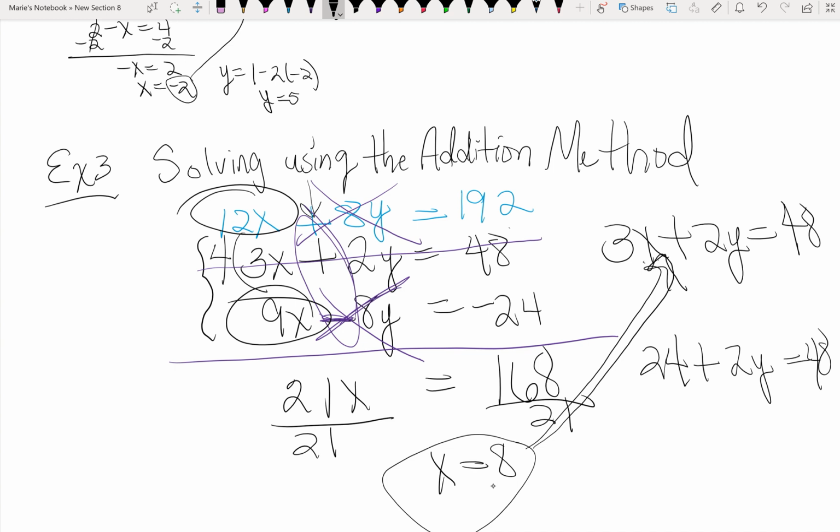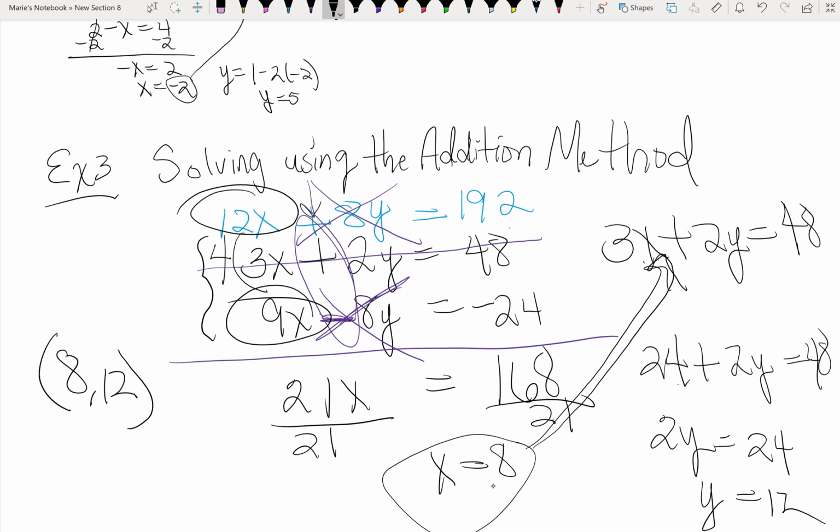All right, if I subtract the 24, I'm left with 2y is equal to 24. And therefore y is equal to 12. And that's your solution set. Your solution set is 8, 12. How easy was that?